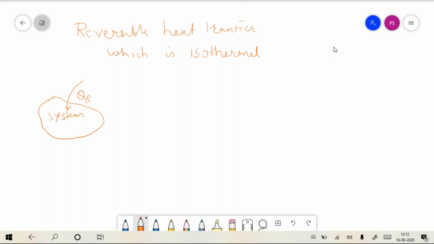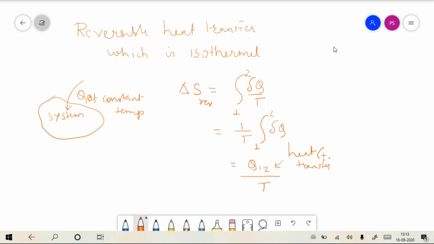So what I said is that when there is a transfer of heat to the system reversibly, because this is a positive value, since you are talking about the heat transfer to the system, the entropy change would be a positive value. In other words, the entropy S2 would be greater than S1, or there is an increase in entropy, in spite of the fact that the temperature remains constant. Temperature remains constant, but the entropy increases.